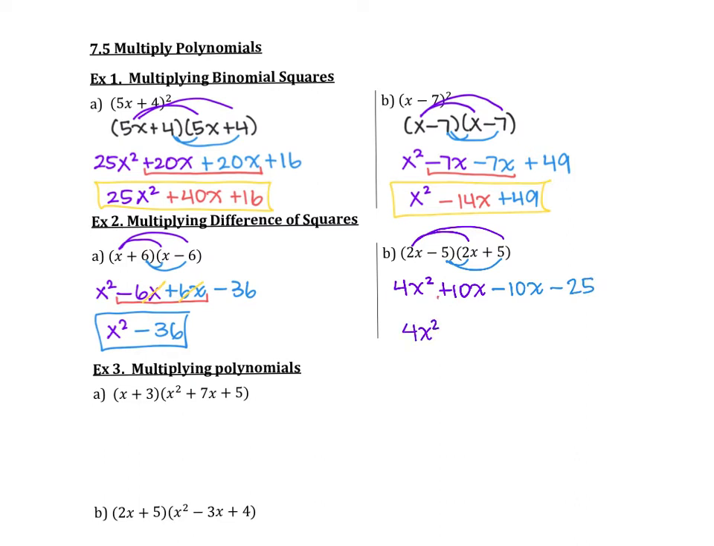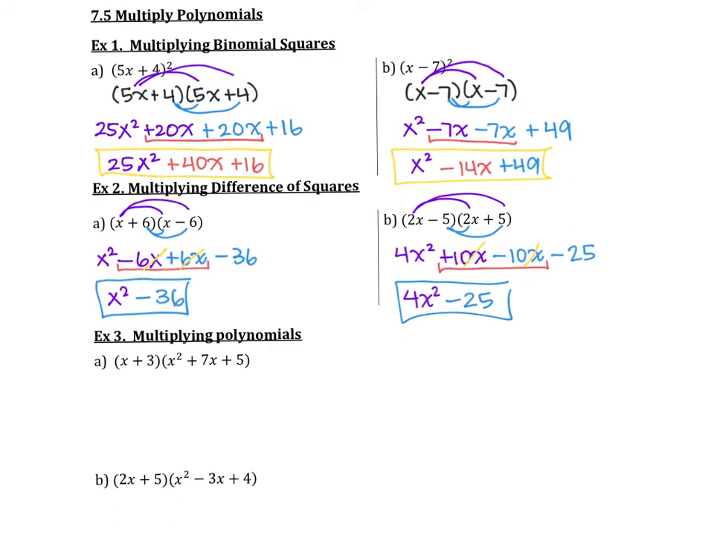Let me check my like terms. I have 10x minus 10x. 10 minus 10 is nothing, so these do cancel out because one's positive and one's negative. And then I'll bring down the minus 25. Okay, and remember, those only cancel if it's set up where each binomial is the same with opposite signs. Other than that, they should not be canceling.